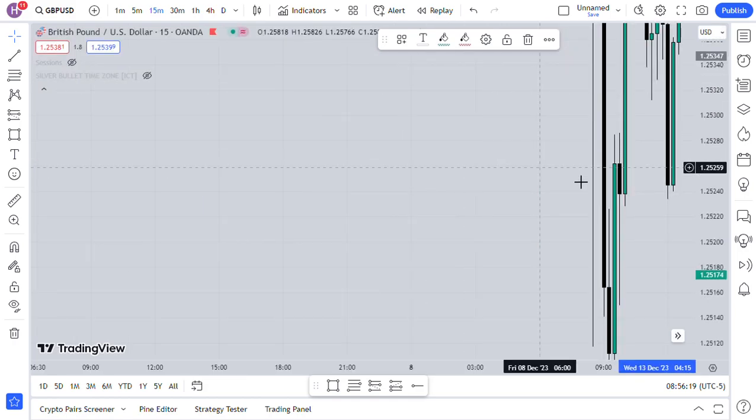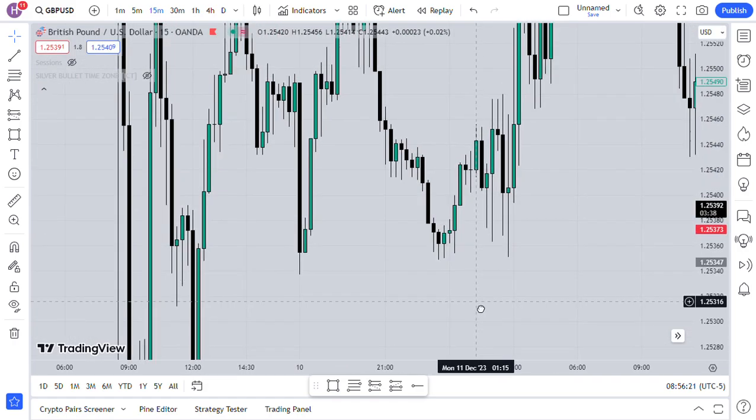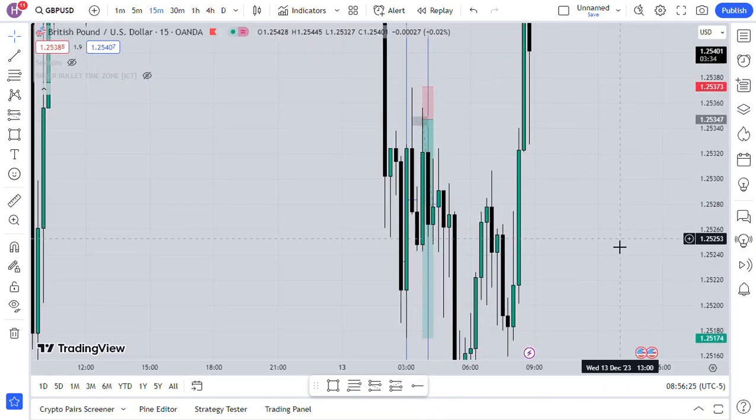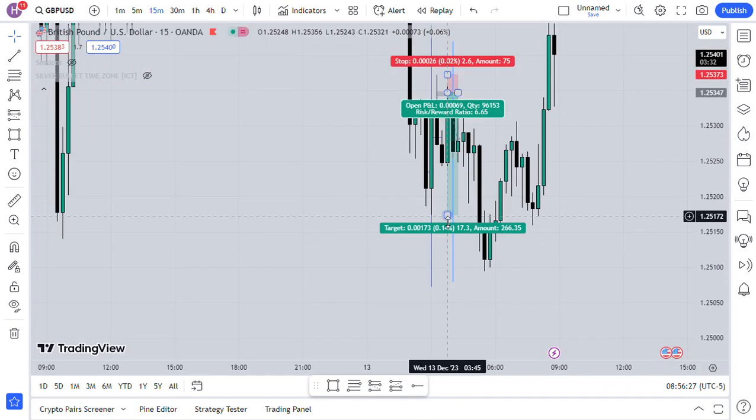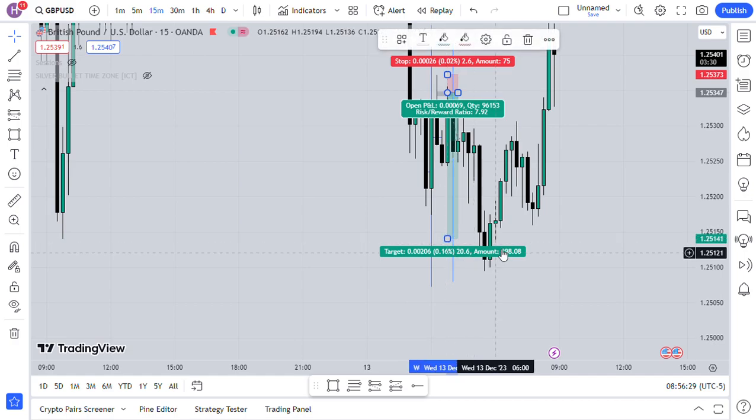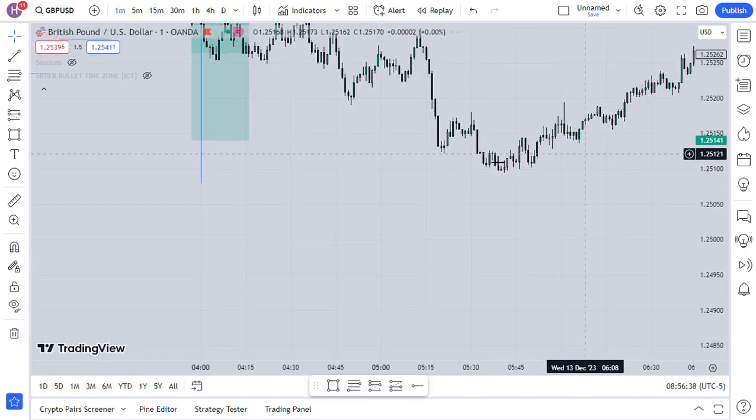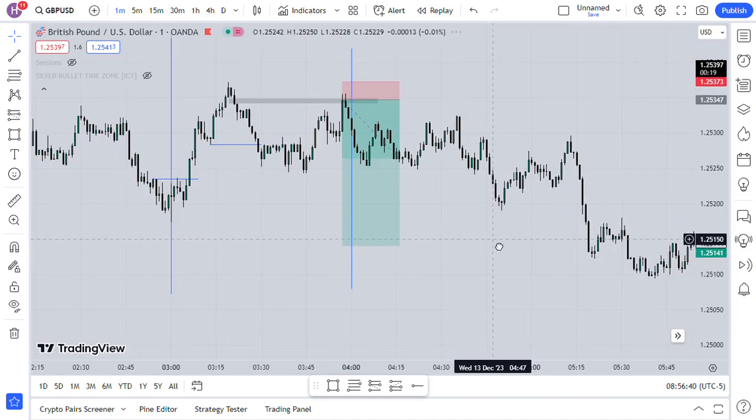and the low that we saw here, to maximize your profit, which was finally reached after the silver bullet time window was already complete.